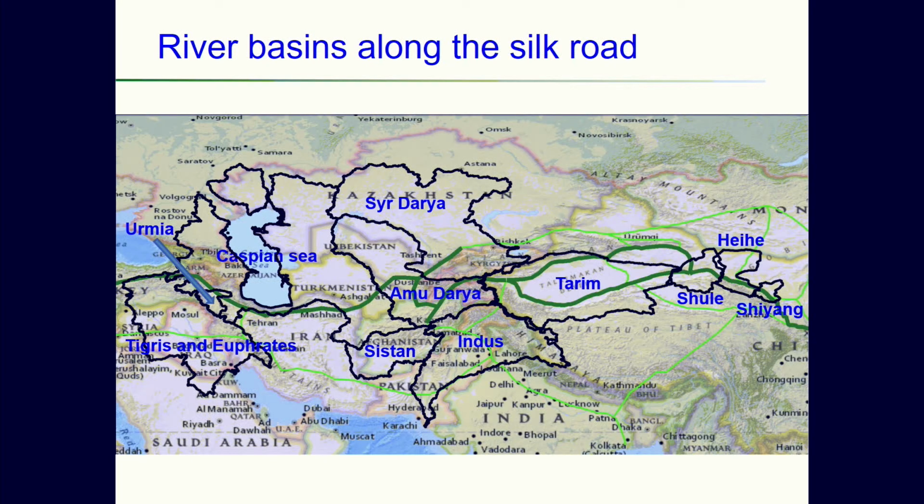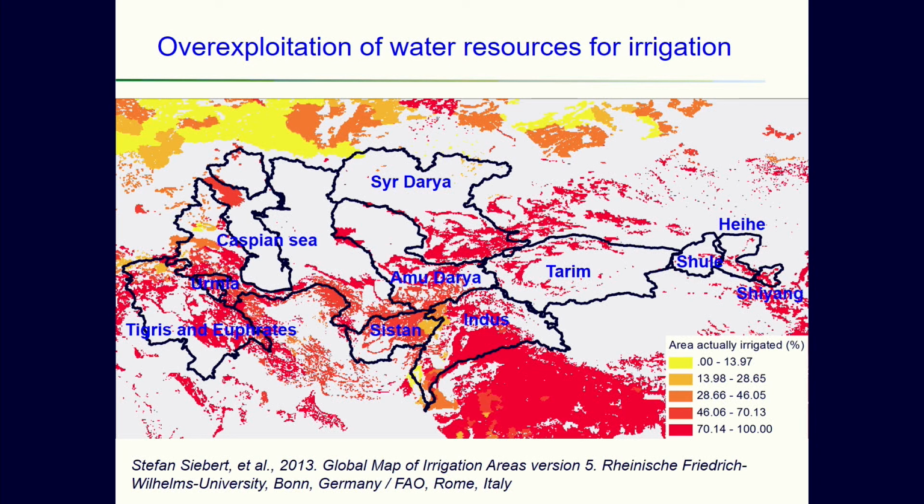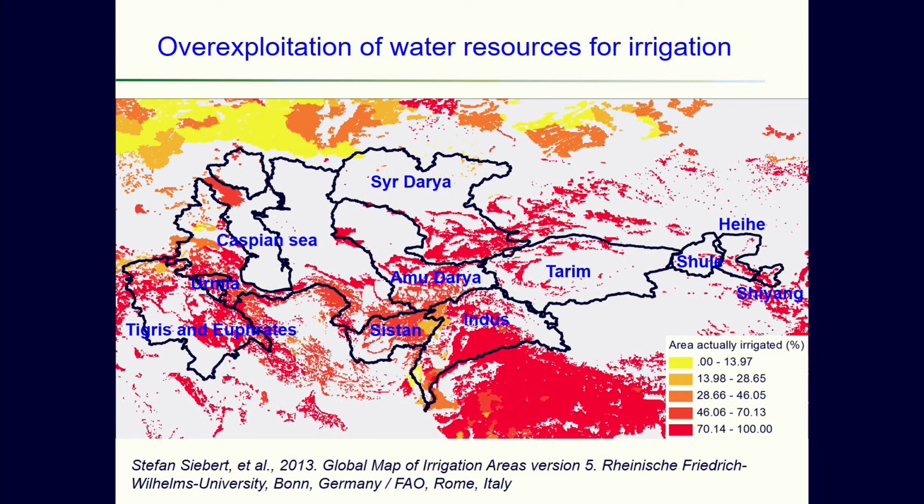If we look into the environment of this region, you can see all of it is hyper-arid, arid, and semi-arid. Precipitation is just around 15 millimeters to not more than 200 millimeters. But if we look into the human activities in terms of irrigation, we can see overexploitation of water resources almost everywhere in this region. For example, in Tarim, in the Amu Darya, in Syr Darya, and also in the West Asian countries, you can see many lands are currently used for irrigation, for agriculture.